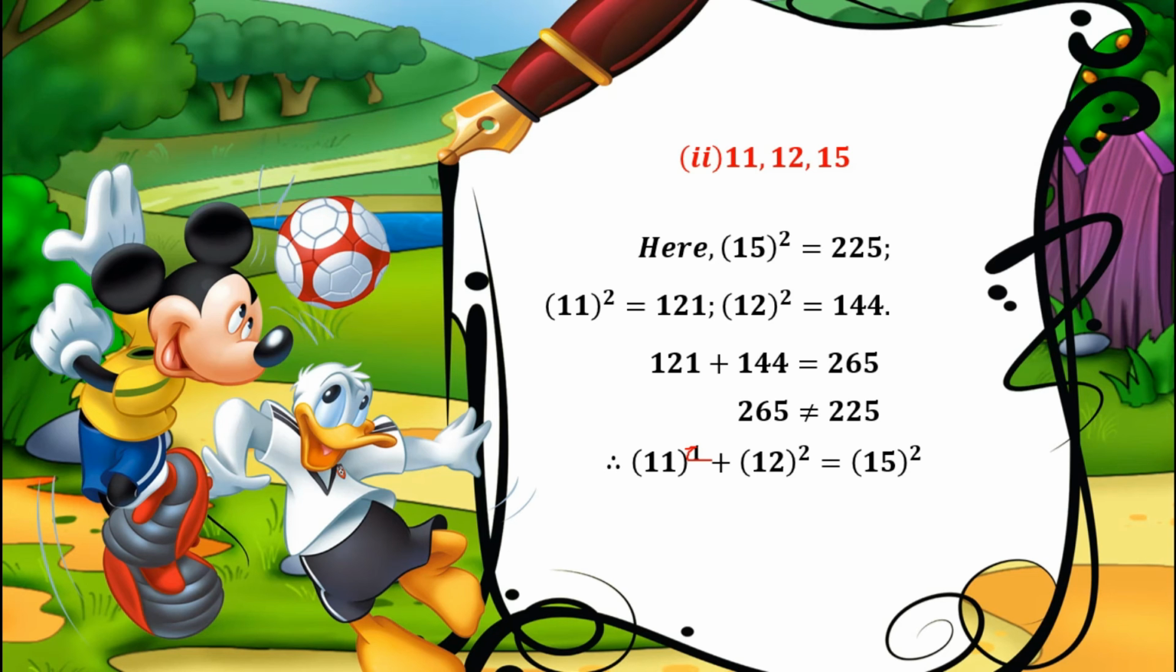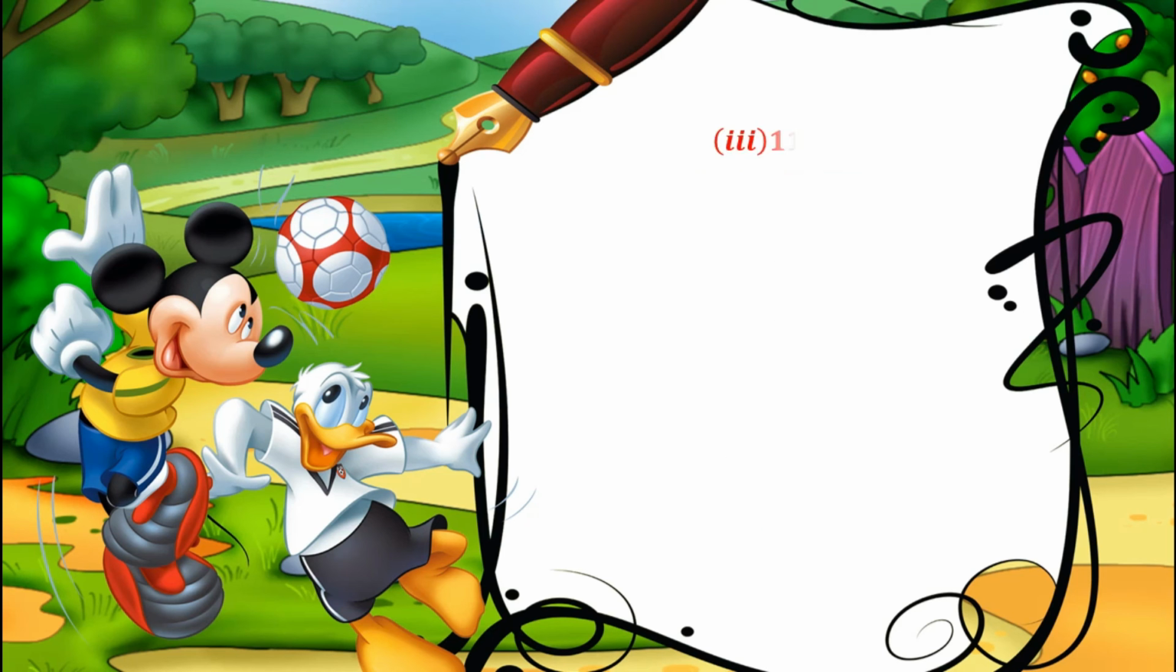ओके, इस तरह से हमें यहाँ पर समझ में आता है कि यहाँ पर ये कायमतुज़ ज़ाविया मुसलस नहीं है। क्यों? क्योंकि ये हमने देखा यहाँ पर 265 is not equal to 225, ठीक है। So it is not a right angled triangle. Now the next question, 11, 60 and 61.